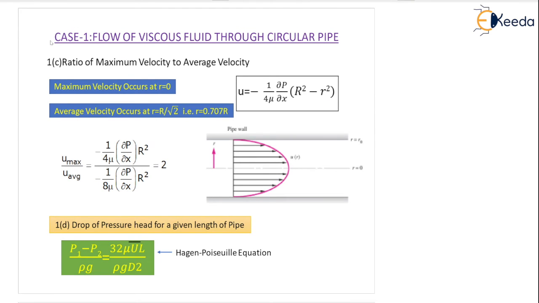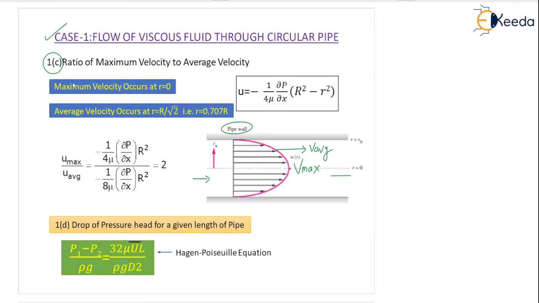In this particular page also we are going to see flow of viscous fluid through a circular pipe. It continues here, and we are going to see 1c. After 1a and 1b, we have the 1c point: ratio of maximum velocity to average velocity. How to find this ratio? What is the ratio of maximum to average velocity? We know that in a pipe maximum velocity occurs at r equal to 0. Look at this. This is the location of V max, maximum velocity, and average velocity I told you will be here, V average. This is the pipe wall, and small r represents the distance of any point from the center line, and this is the flow direction.